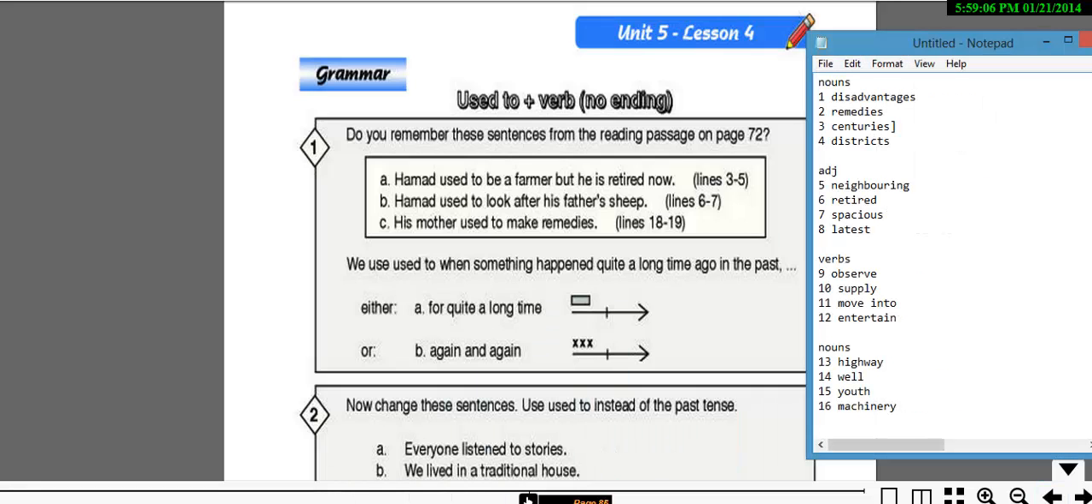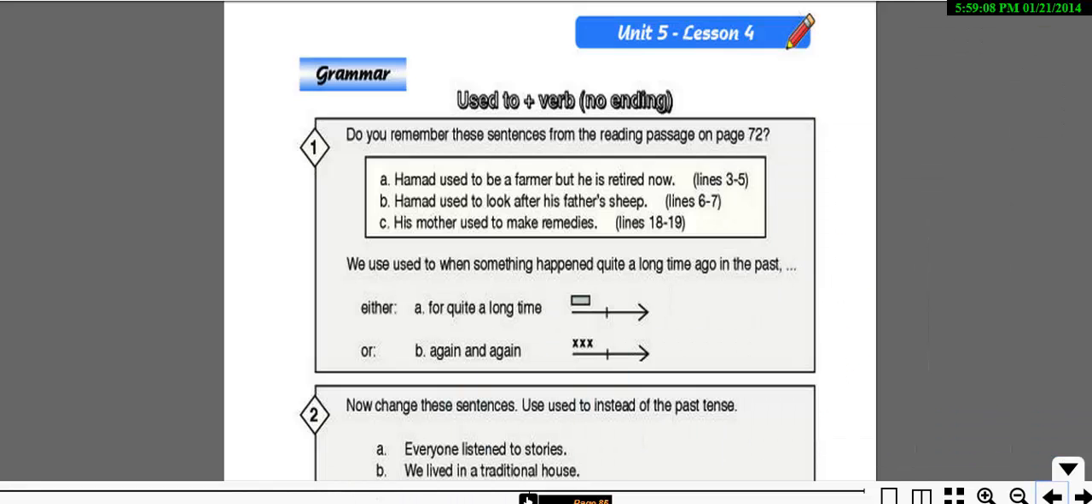Hello everyone, and we're back to Unit 5, Lesson 4, and this is the grammar lesson. It's about used to plus a verb, no ending.